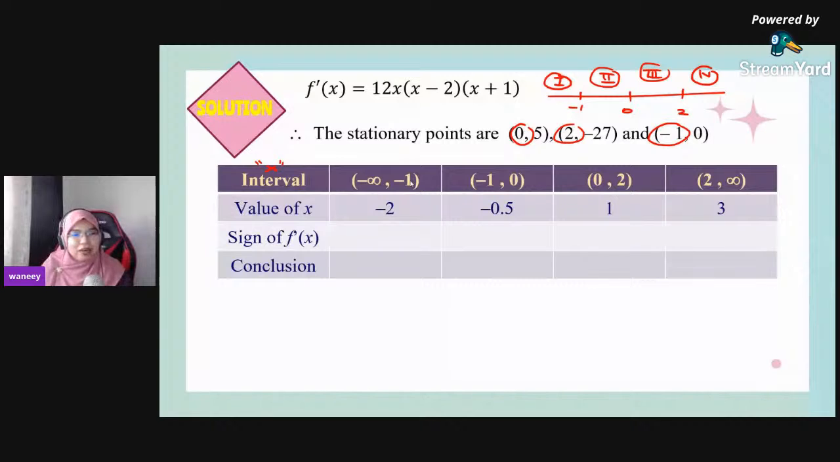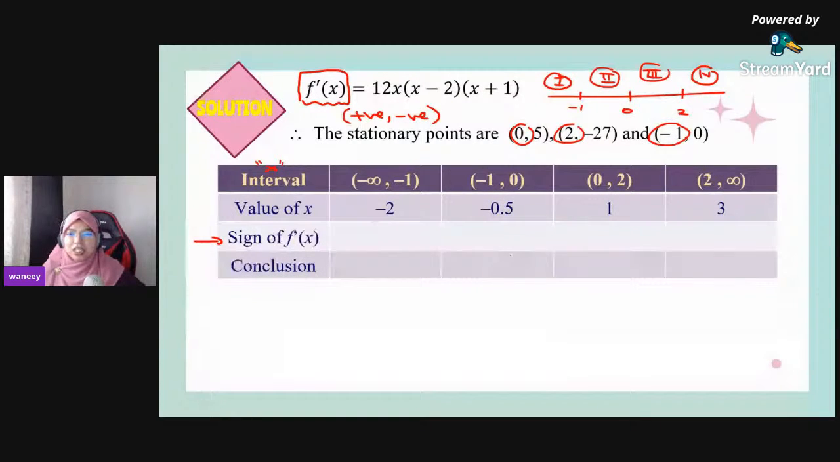Okay, so now, the sign of f prime of x. That means you go back to your f prime, and now substitute the value inside this. So for example, this one, we're going to get 12 times -2, and then -2 minus 2, and then -2 plus 1. So you should calculate that one first, and then check, will it give you something that is positive or negative? That is all we need to know, positive or negative. So try to substitute x with -2 first inside your f prime. So substitute, and let's see, what do we have?